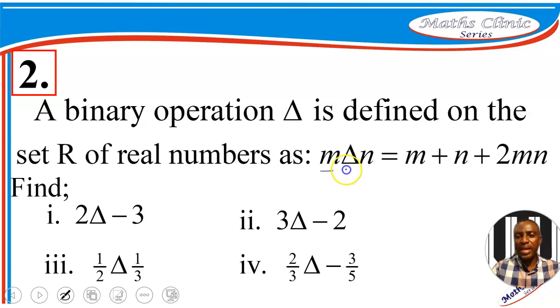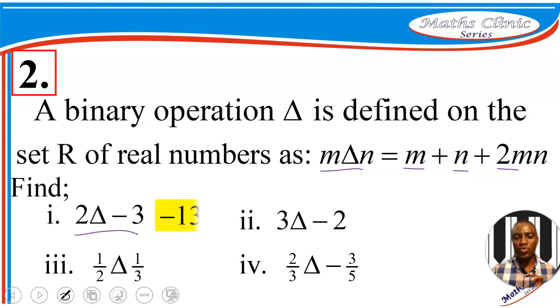Here they've defined m operation n as m plus n plus 2 times m and n. Okay, so the binary operation triangle has been defined on a set of real numbers as such. So what is 2 operation negative 3? I'm sure you can do this. So take time and do it.